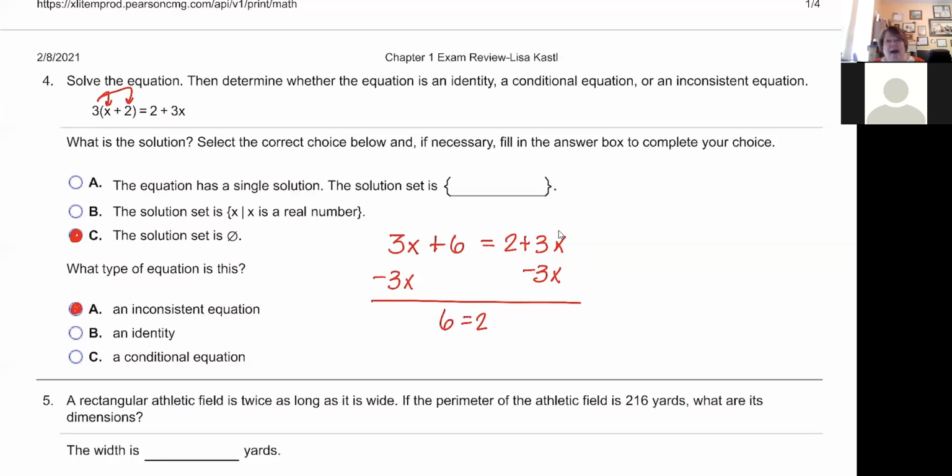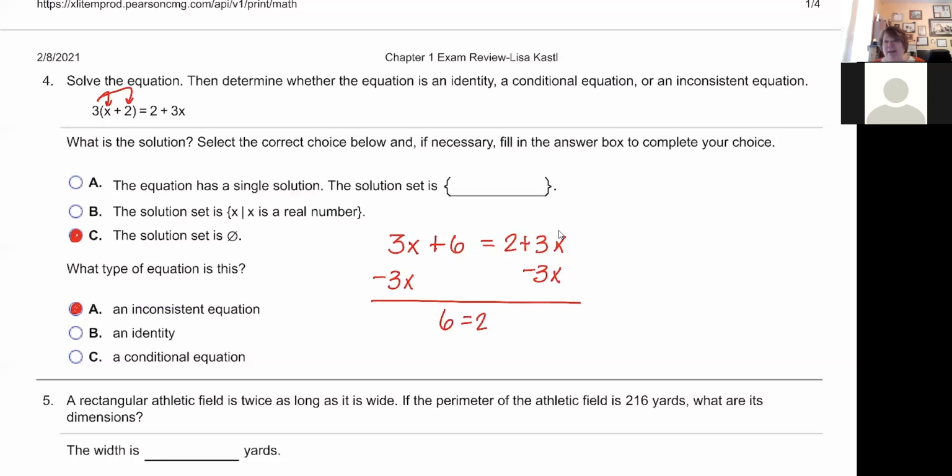Now, I don't assume that the problem on the test is going to be the same. I mean, I suppose you could get something that's an identity. And what happens when you get an identity? You would get something that's always true, like 6 equals 6, or 2 equals 2, or 3 equals 3, or 4 equals 4. If you get something like that, then the solution set is any real number. Anything will work. And that's an identity. So you could get a solution. So you get x equals a number. That means you got a solution set and it's conditional. So if you have a solution, it's conditional.